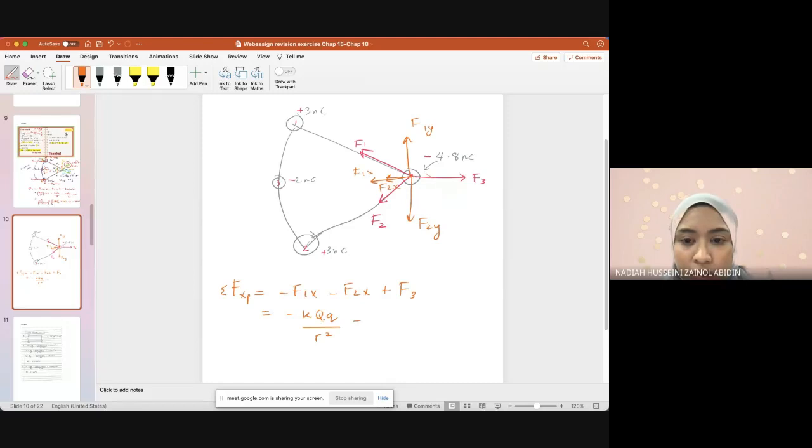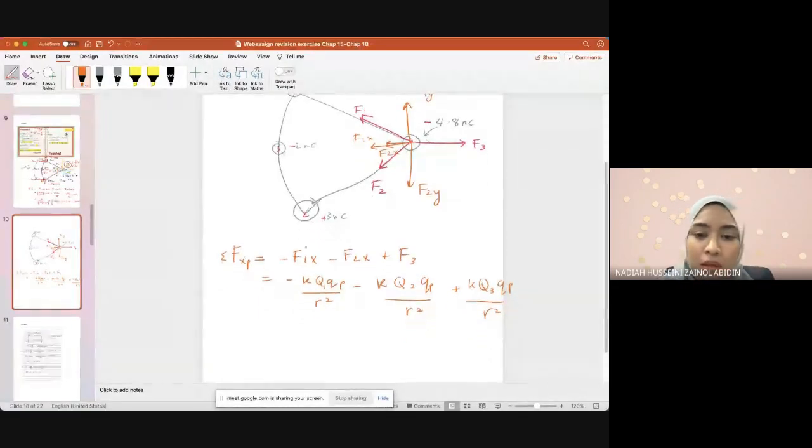So this is kqp, kq1 over r squared, or 1p. Then minus kq2 qp over r squared plus kq3 qp over r squared. Okay, so this equation, please put in the charges punya value. Tak ada positif, tak ada negatif. Nak tulis dia punya magnitude saja, dia punya value sahaja.